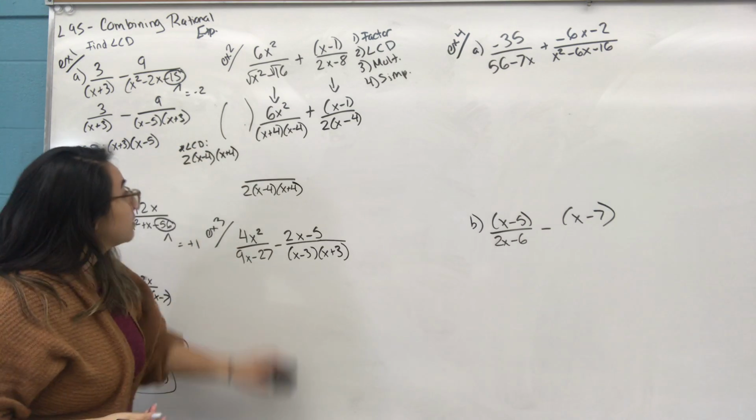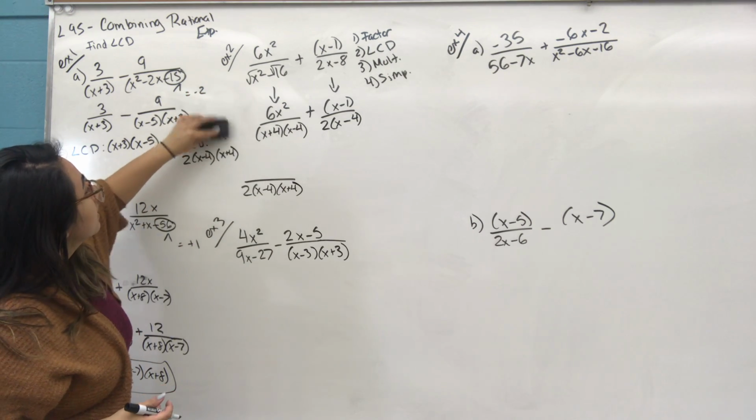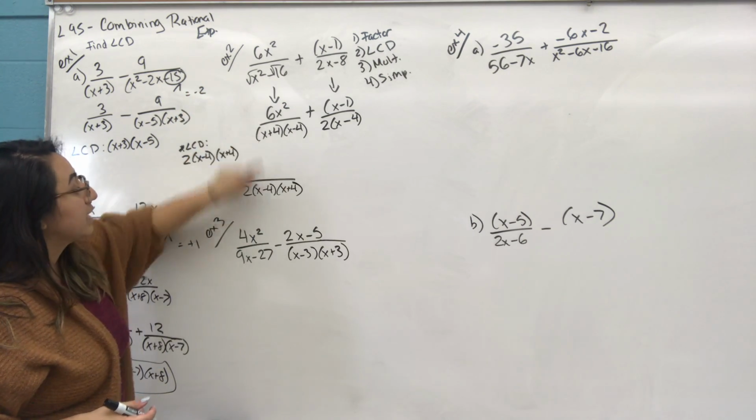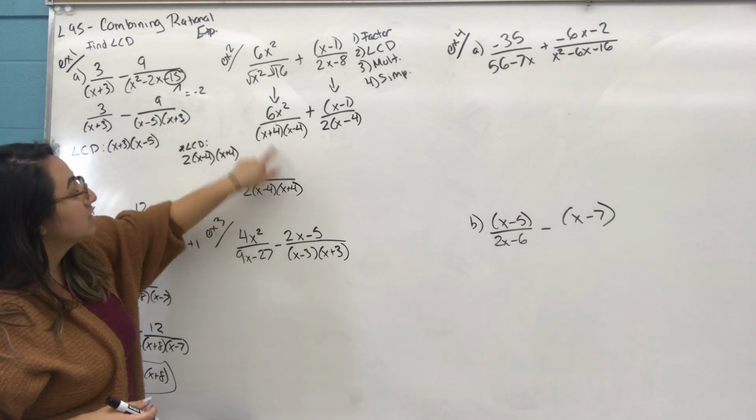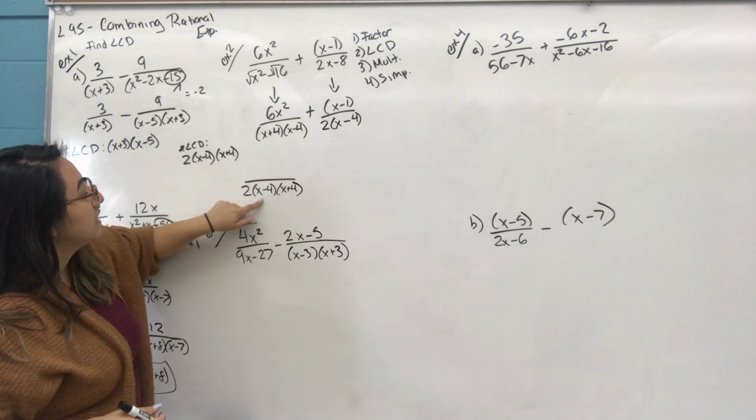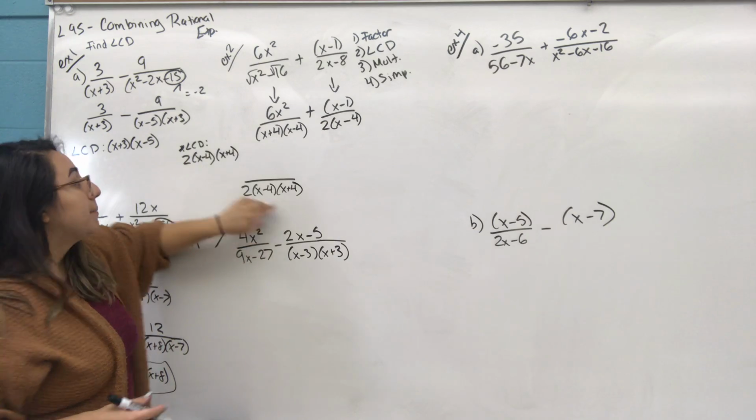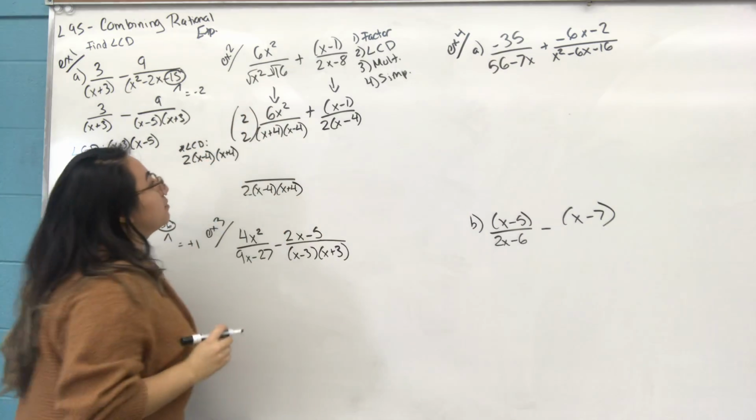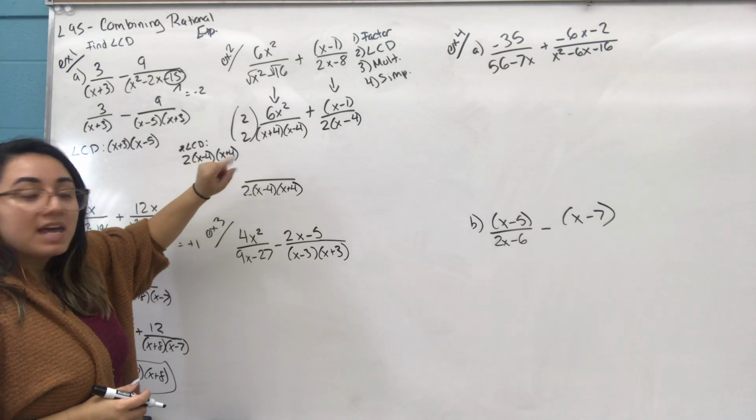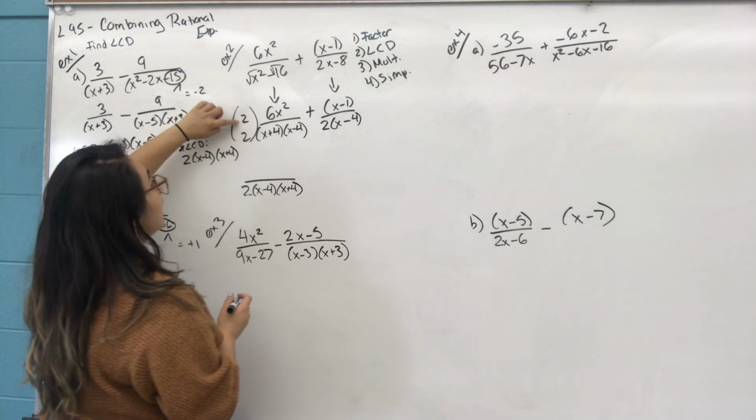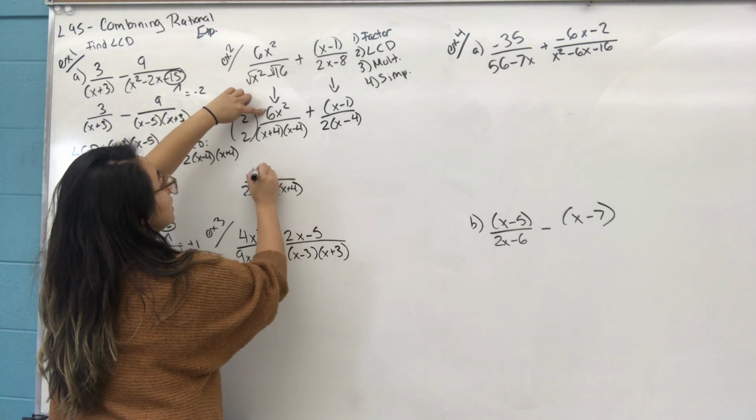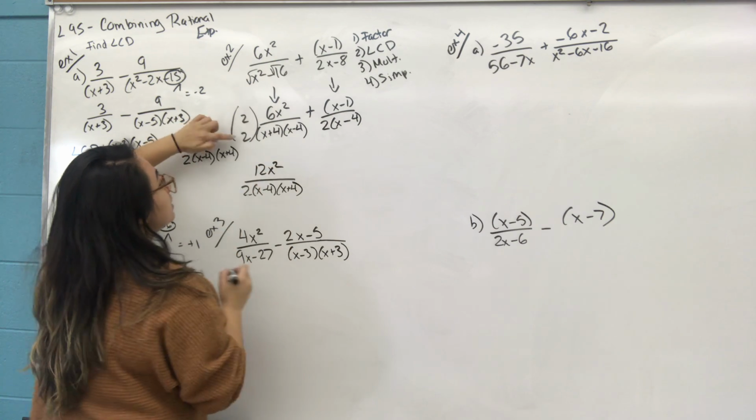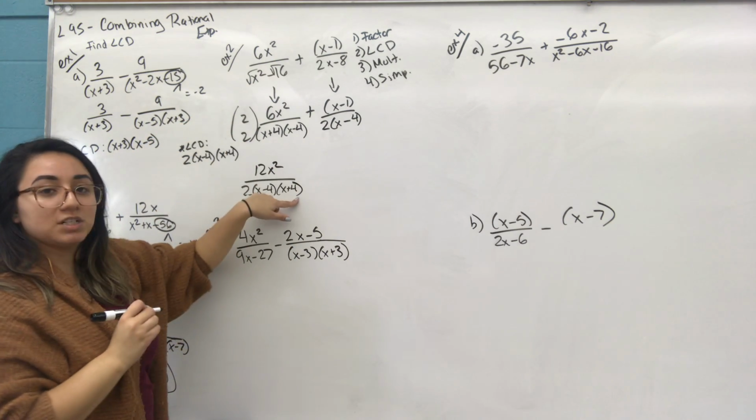Now, if I look at this expression here, it looks like I'm missing something. I have an x minus 4, I have an x plus 4, so I have these two here, but I don't have a 2. So how I can add the 2 is if I multiply the left side by 2. If I multiply the left side by 2, I multiply the top. 2 times 6x squared is 12x squared. 2 times the denominator, I end up with this expression here.